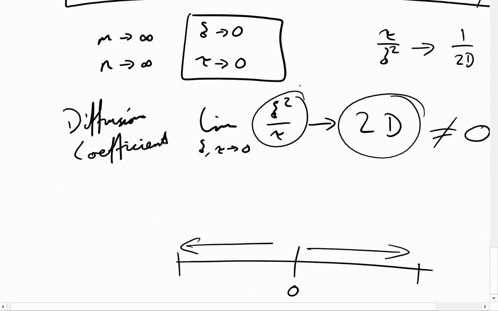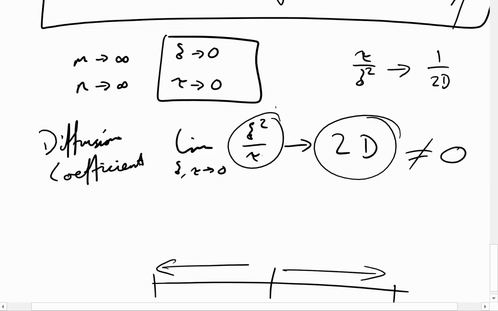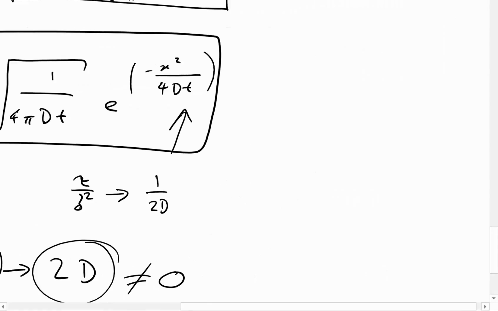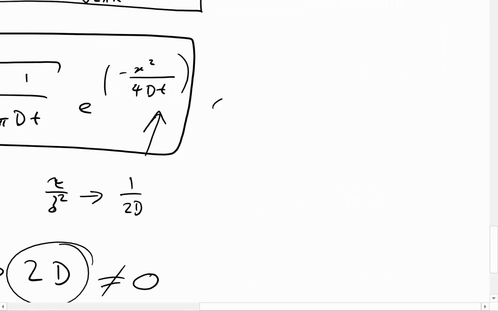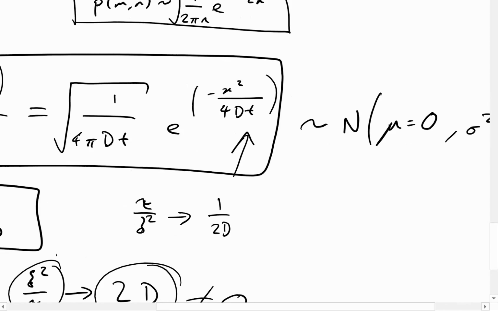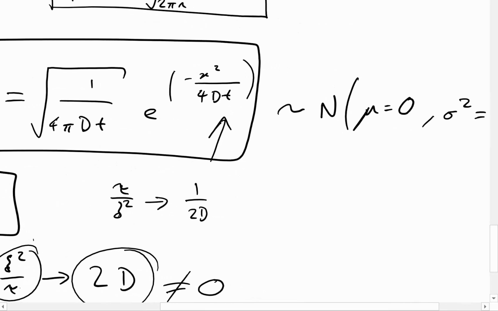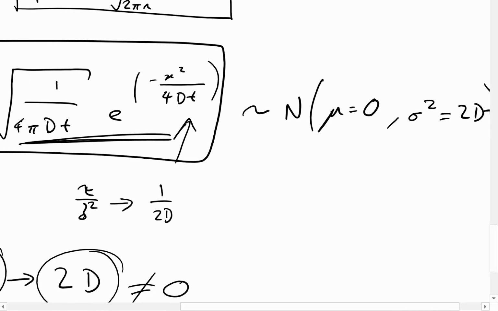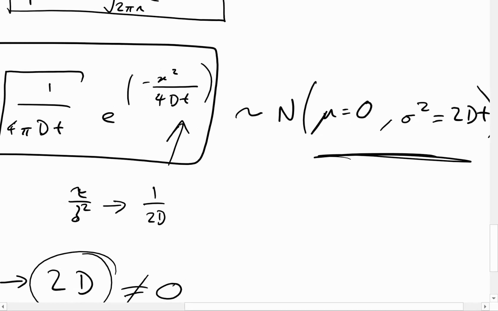But don't worry, we're going to come on to it later. As expected, this is just a normal distribution with mu equals 0 and our sigma squared, or our variance, should just be 2dt. You can verify that if you get up the PDF for a normal distribution. It looks like a PDF for a normal distribution with these parameters, so 2dt. That's effectively what we end up with.